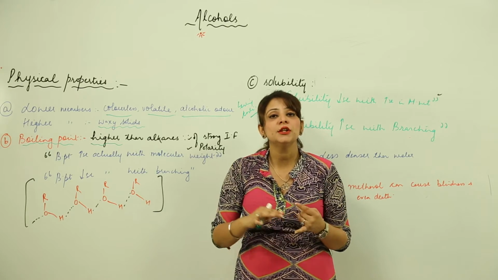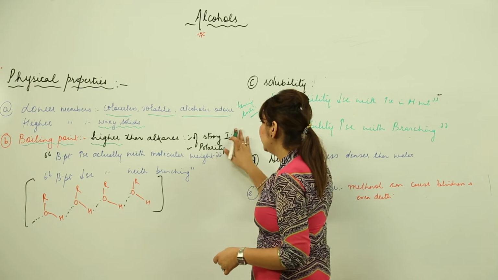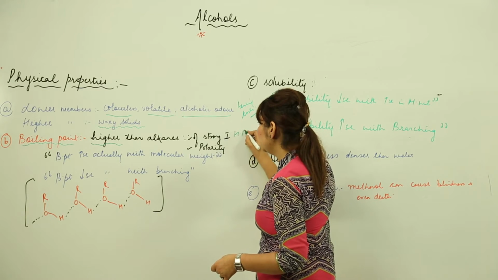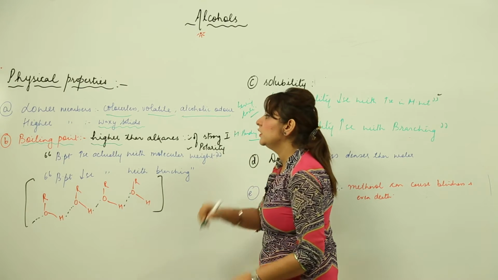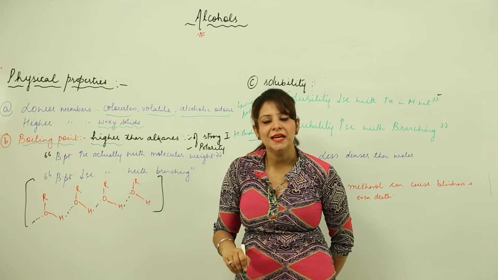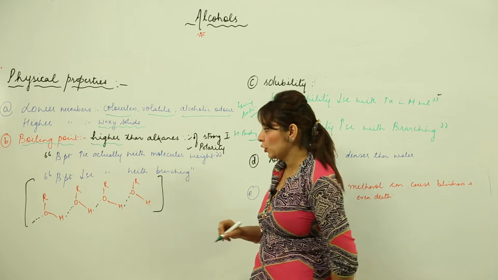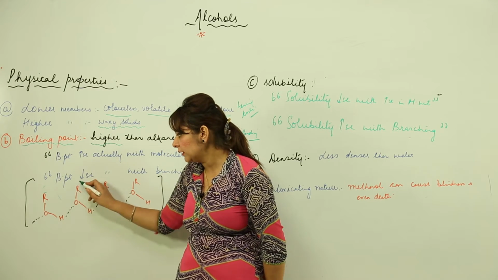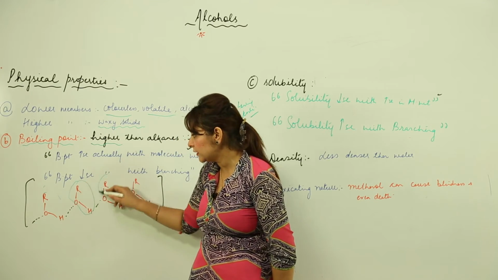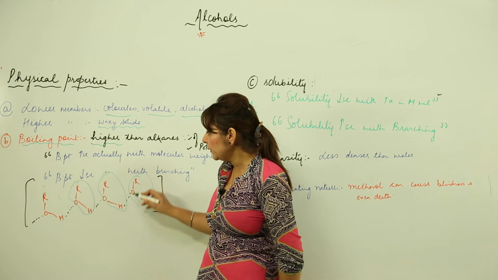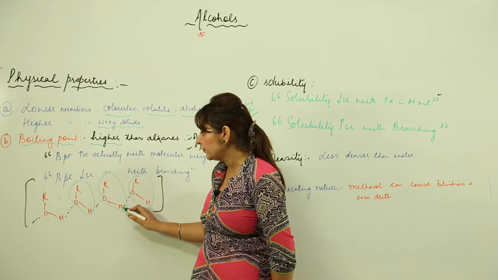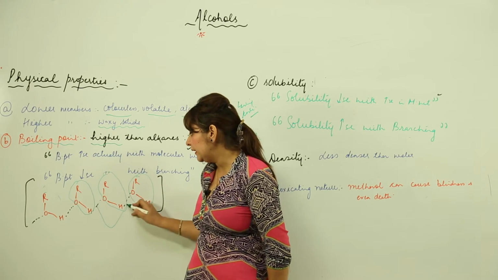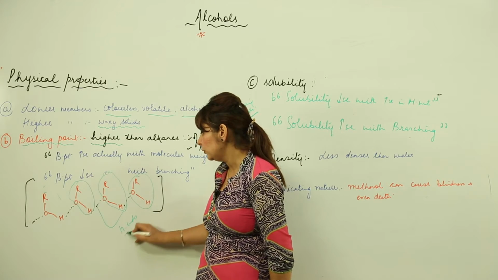So what are those interactions? One is intermolecular hydrogen bonding. When we see alcohols, they can form hydrogen bonds, as I have drawn for you. This is one molecule of alcohol, this is another molecule of alcohol, and this is another. As you can see, the O of one and the H of the other are linked with each other, and these are nothing but the hydrogen bonds.